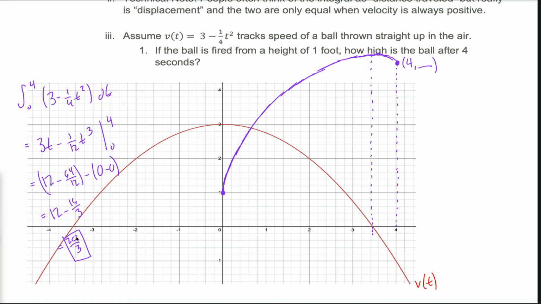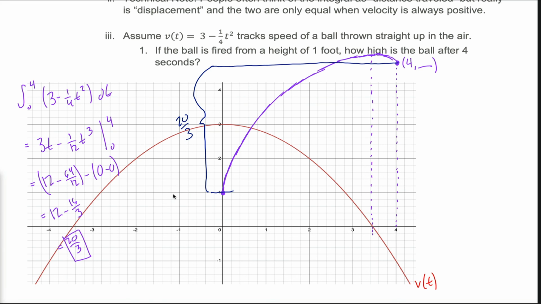So the height of the ball is 20 over 3? No. The displacement of the ball over this time period is 20 over 3. The ball started out at a height of 1, and its height has increased. In other words, the distance from here to here, which isn't the high point of the ball, it's the height of the ball after 4 seconds, which is a little lower than the high point because our velocity is negative after this point. The displacement is 20 over 3.